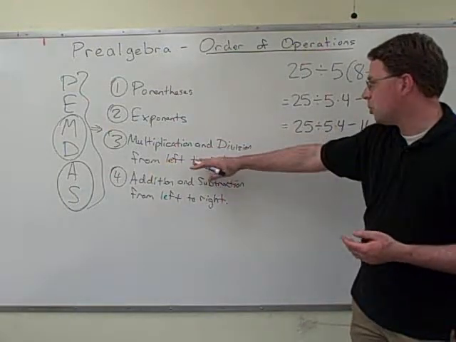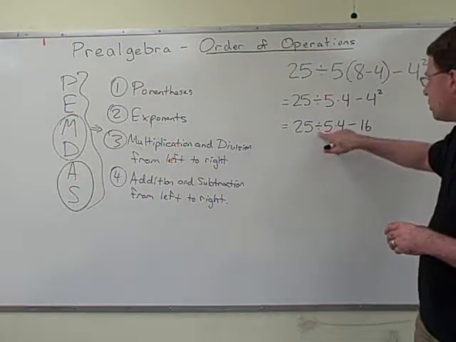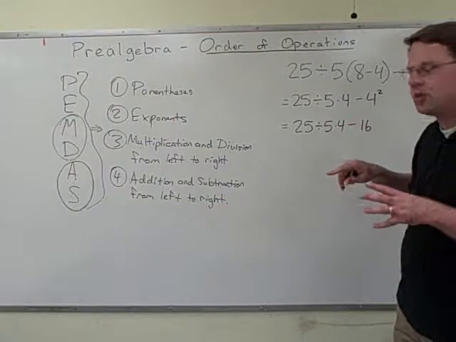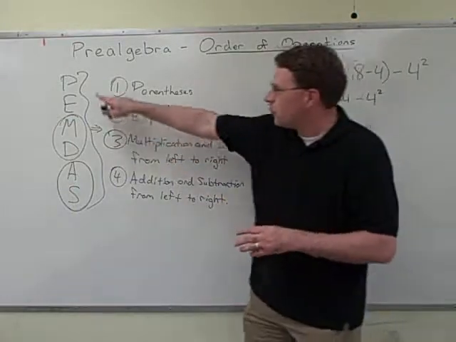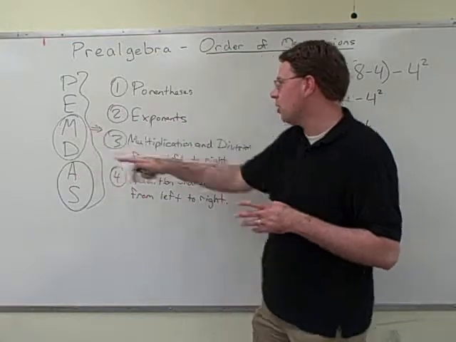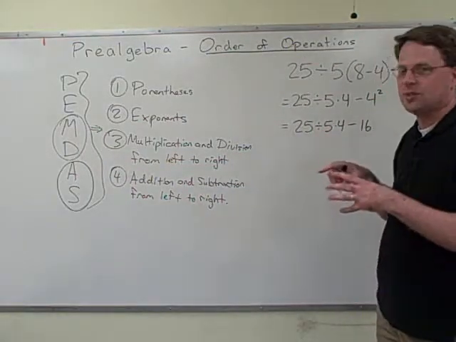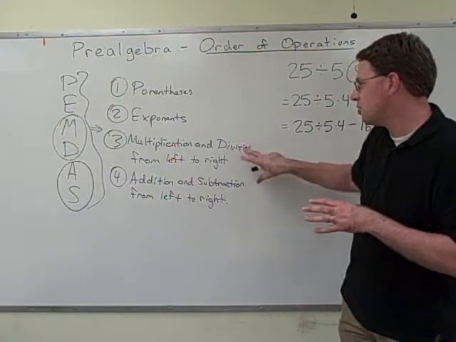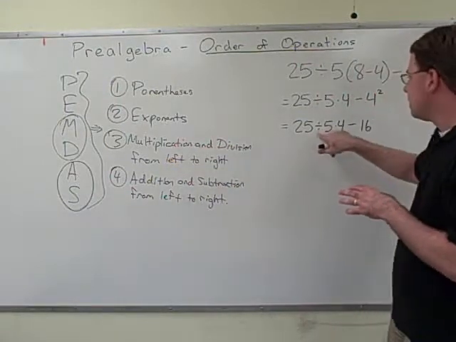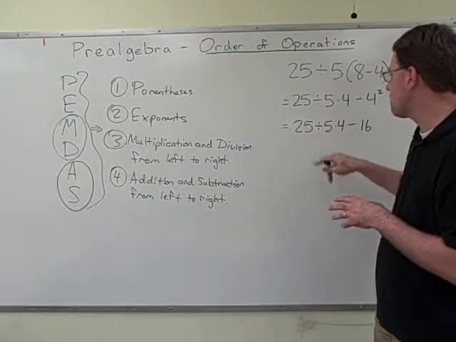We're done with exponents. Multiplication and division from left to right. Well, we have a division and a multiplication. Which one do we do first? This is where, if you're doing strict PEMDAS, you might run into some trouble, and you might think, oh, the multiplication comes first because M comes before D. It doesn't. All multiplication and division from left to right. This is the first one you get to from left to right, so you actually do the division first here.